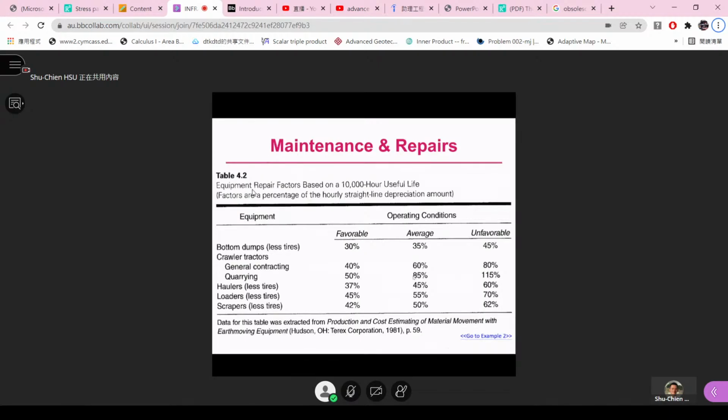And then here we see that the equipment is listed, like the bulldozer, crawler tractor, and loaded scrapers. They are listed without tires. Based on operating conditions, they will have different percentages of the repair factors, based on the hourly straight line depreciation amount.